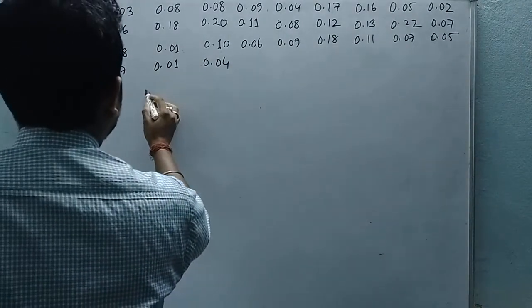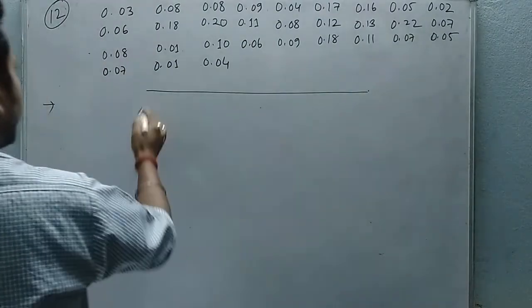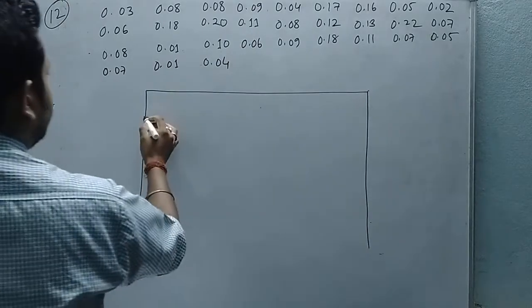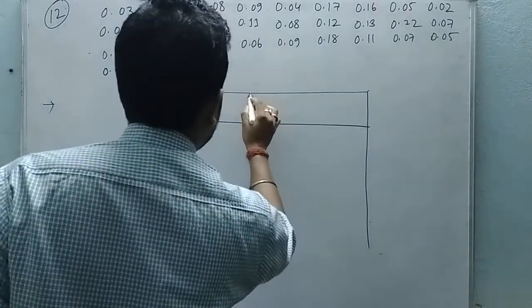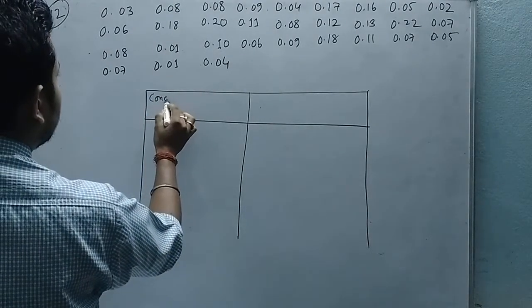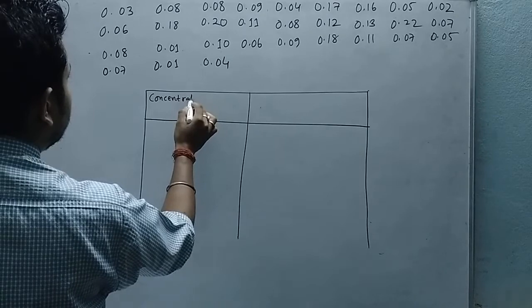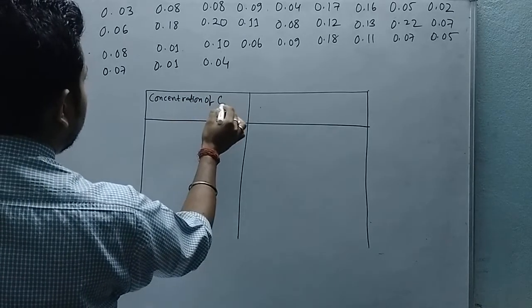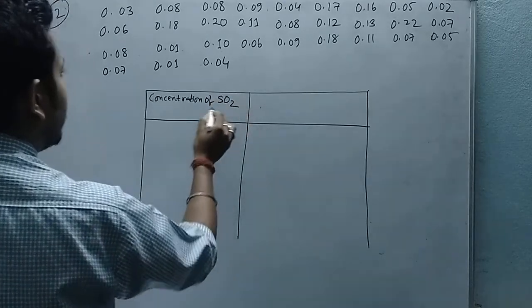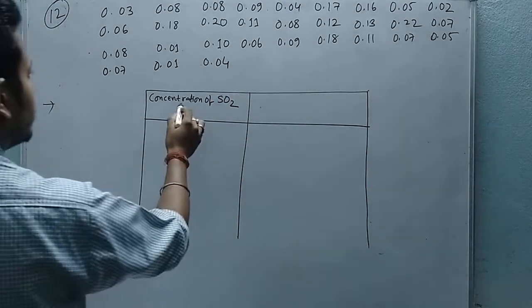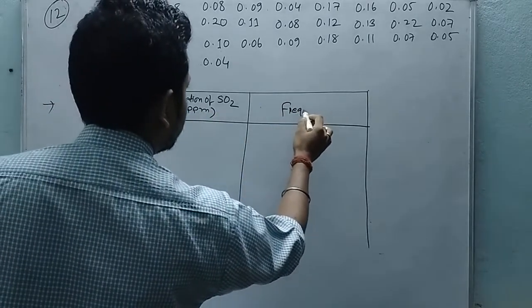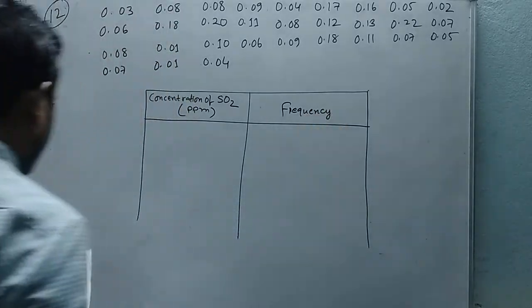For that you make one table. How many columns? 2 columns. In the first box, you write concentration of SO2. SO2 means sulfur dioxide. Okay? And in brackets you write ppm. And here you write frequency. Okay?